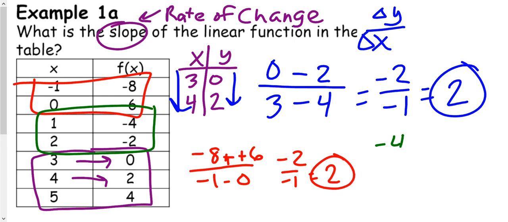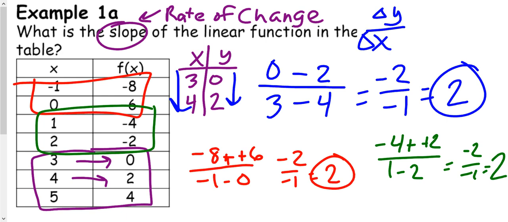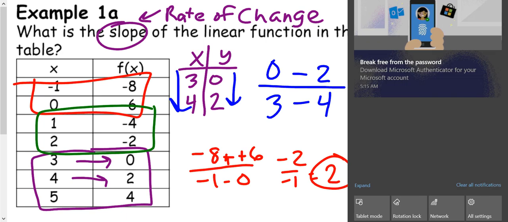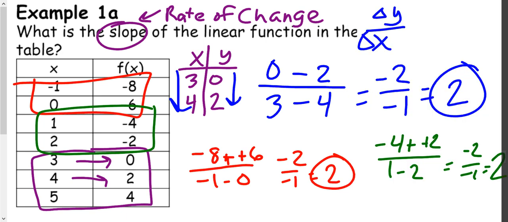What if I selected these points right here in the middle? I'd have negative 4 minus negative 2 over 1 minus 2. Same change, change. I get a negative 2 over negative 1, which is 2. It doesn't matter. Any 2 points you pick on this table will give you the same rate of change.